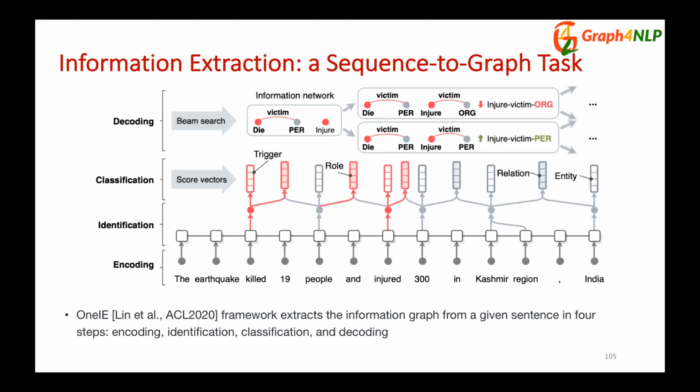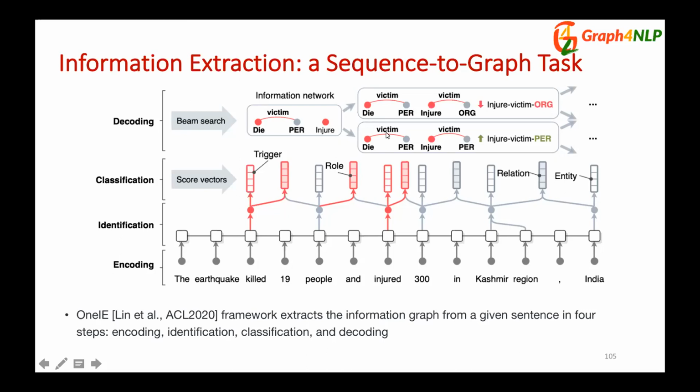So IE is a sequence to graph task. Basically, we can take a natural language sequence, either a paragraph, sentence, or corpus, as input, and we want to get the information graph. In each graph, every node could be an entity or a trigger for an event. And then we can find the relations between entities and the argument roles these entities play in the event.